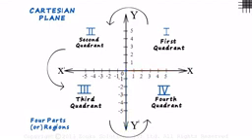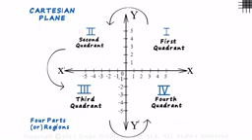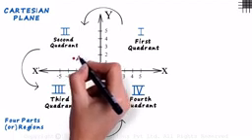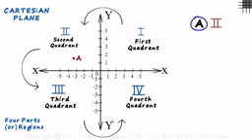Does that mean that every point on the plane will lie in any one of the quadrants? Let's mark a few points on the plane and see which quadrants they lie in. Let's assume I mark point A here. This point lies in the second quadrant. So we write A 2 here. Point A lies in the second quadrant.